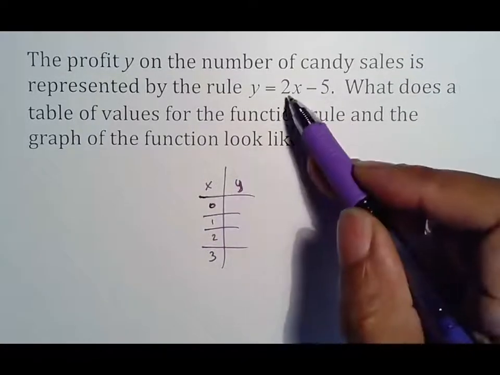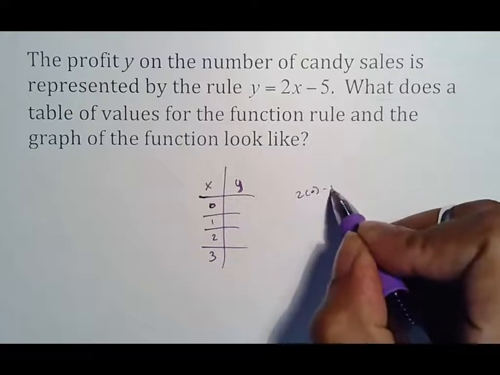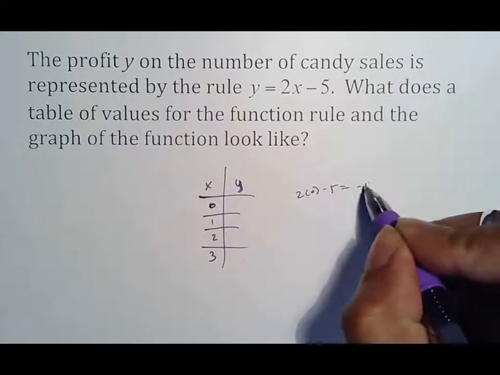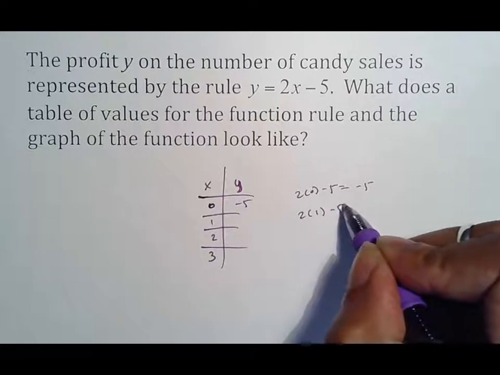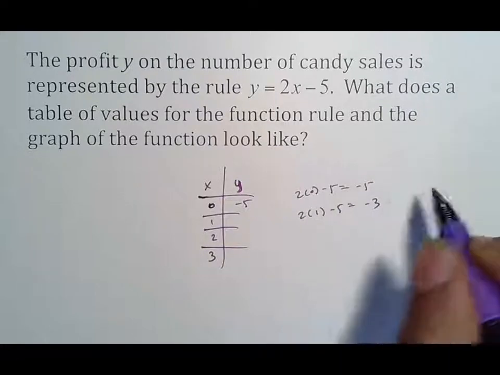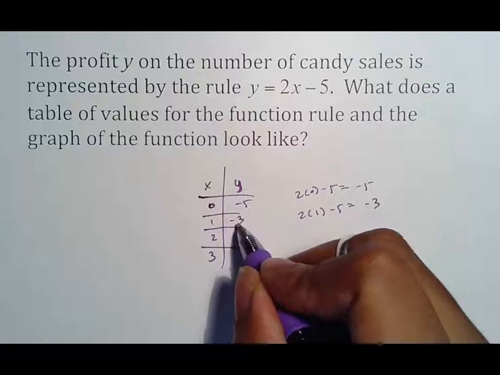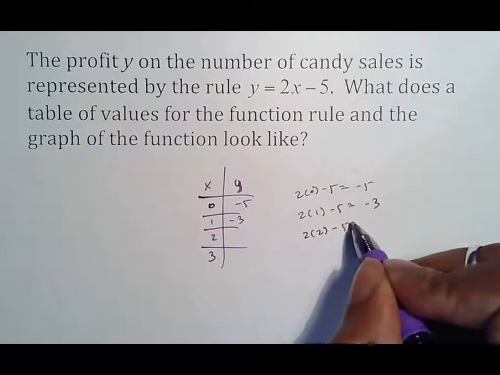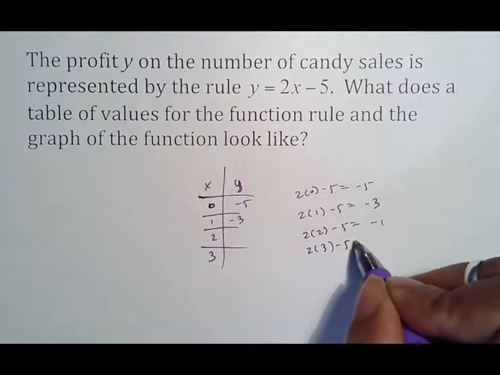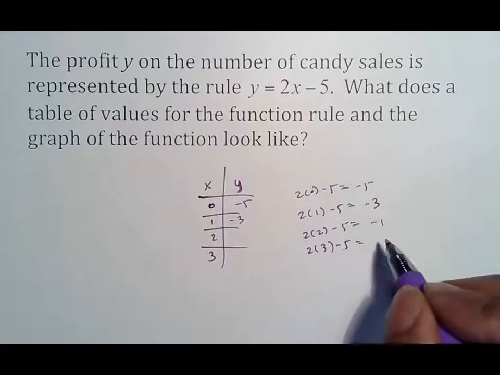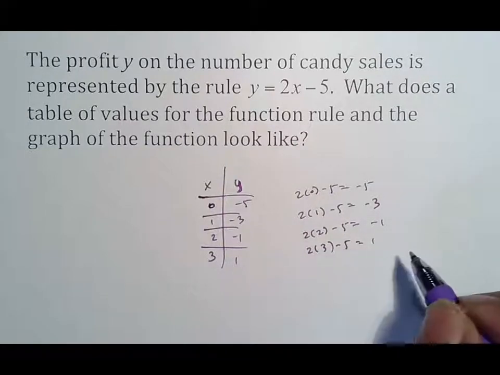If I were to put a 0 right here, 2 times 0 minus 5 is 0 minus 5, or negative 5. 2 times 1 minus 5 is 2 minus 5, or negative 3. 2 times 2 minus 5 is 4 minus 5, or negative 1. 2 times 3 minus 5 is 6 minus 5, or 1. And so there we are.